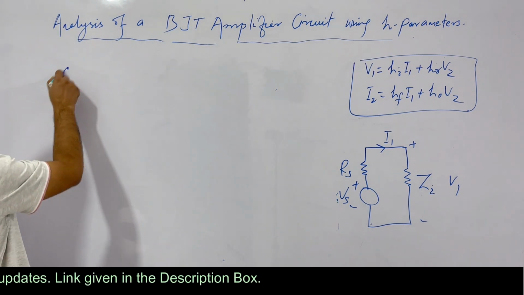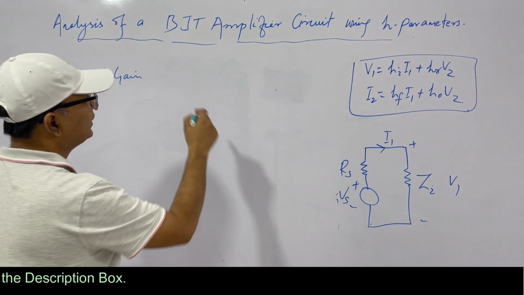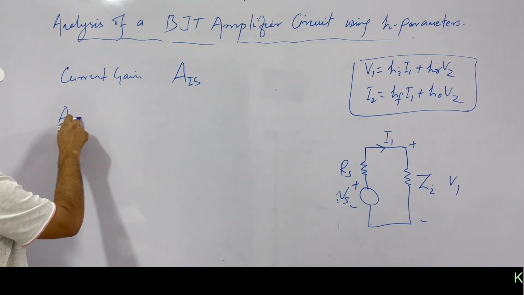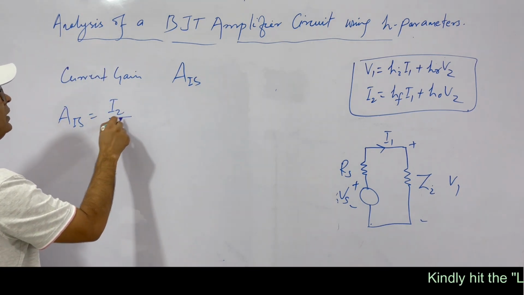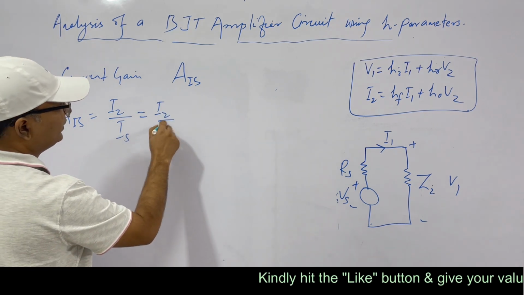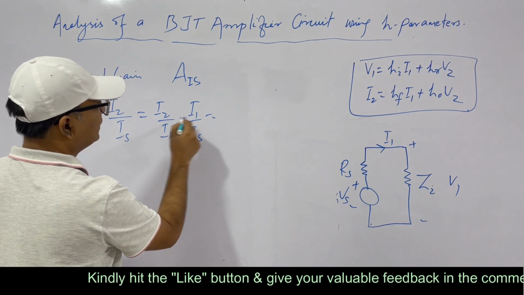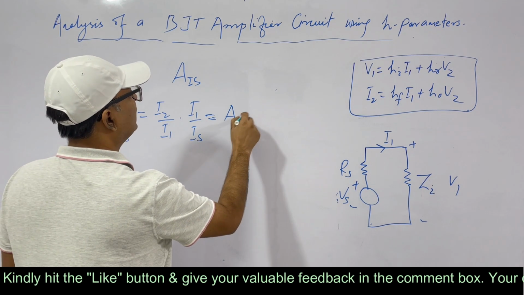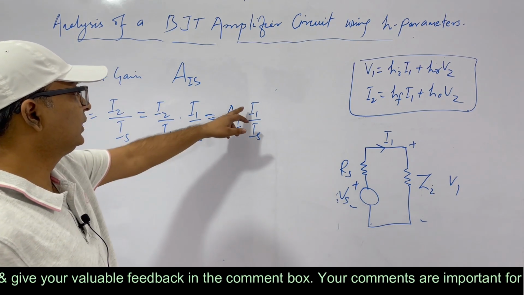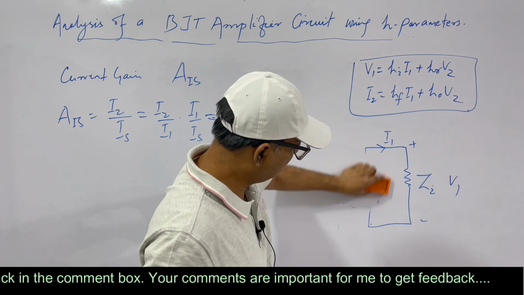Now let's see current gain. Current gain taking the source resistance into account, that is AIS. So AIS will be the output current by source current, that is I2 by I1. We can write it like this, into I1 by IS. That is, this is current gain AI. So this is AI into I1 by IS. Now we'll have to see what is I1 by IS. Now we can have it like this.